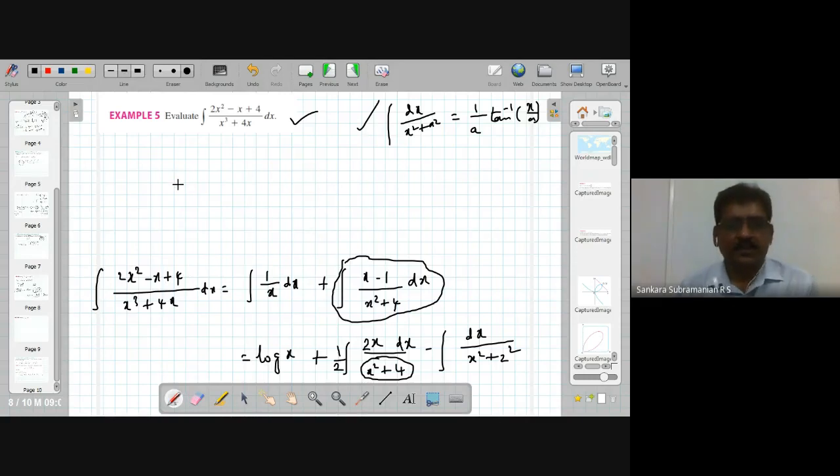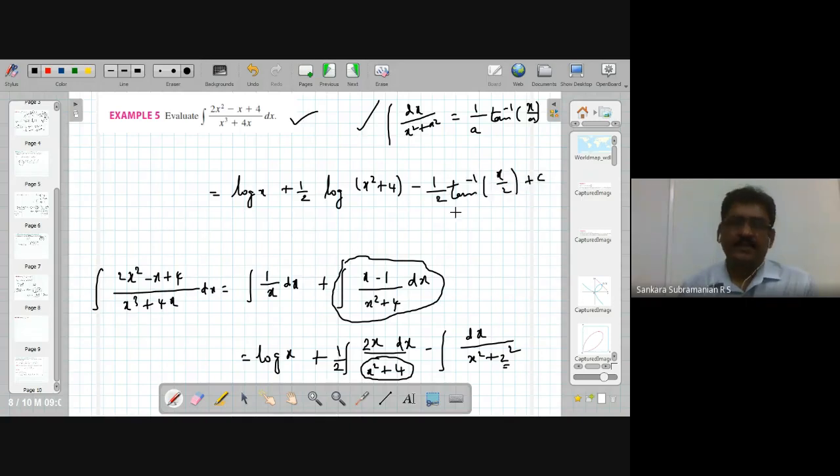So this is equal to log of x plus 1 by 2 log of x square plus 4, and this is minus 1 by a, a is 2 here, tan inverse of x by a, here a is 2, plus c, which is the arbitrary constant.